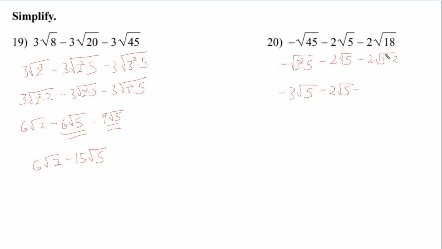minus, a 3 can come out, so 2 times 3 is 6, root 2. Once again, only 2 of these are like radicals, so we can combine those. Negative 3 and negative 2 is negative 5 root 5 minus 6 root 2. So that's adding or subtracting radicals.